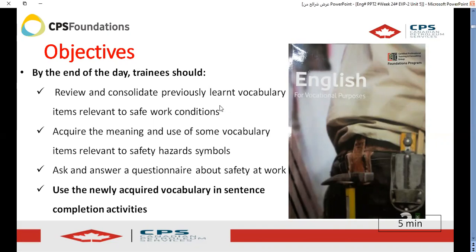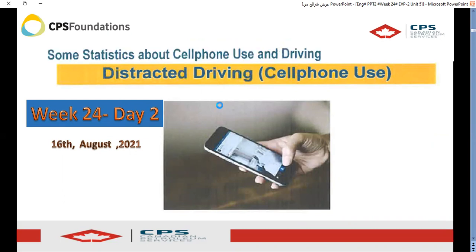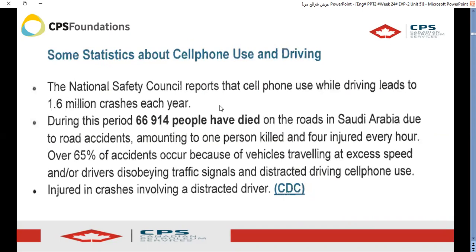As we always start our lessons, we will start with the safety talk. The safety talk of this week is distracted driving, cell phone use. Here are some statistics about cell phone use and driving. The National Safety Council reports that cell phone use while driving leads to 1.6 million crashes each year.